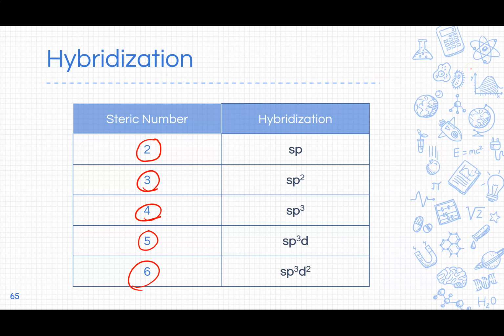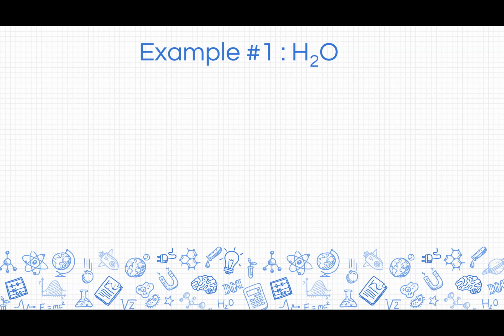So really the question will just be, what is the hybridization around this central atom? And the answer is going to be sp, sp3, sp3d, whatever, depending on the molecule that you've drawn. So here are some examples. Here's water, as usual. I'm just going to knock out the Lewis dot diagram for water.